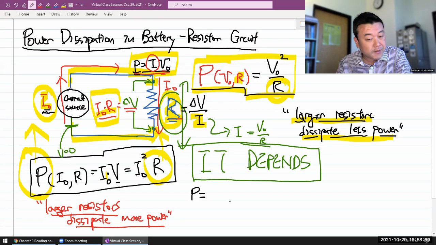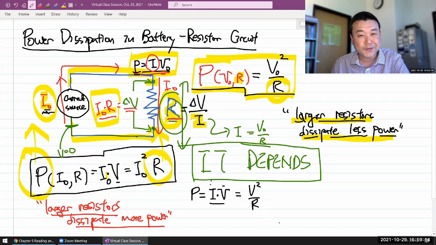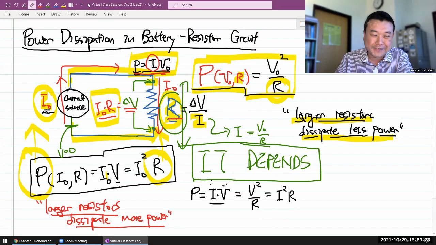So power dissipated in a circuit, you could describe as current times voltage. That's kind of where we start from, because we can get that easily from definitions. Now, using Ohm's law, it depends on which of these two variables you choose to eliminate. If you choose to eliminate current, then you will get V squared over R. That's how power depends on resistance. If you choose to eliminate voltage, then you'll get I squared R. That is how power depends on resistance.